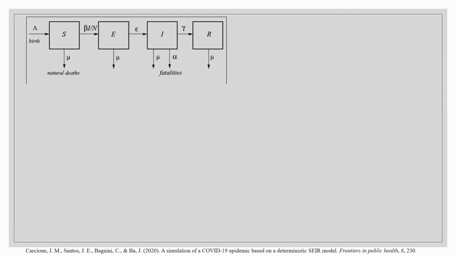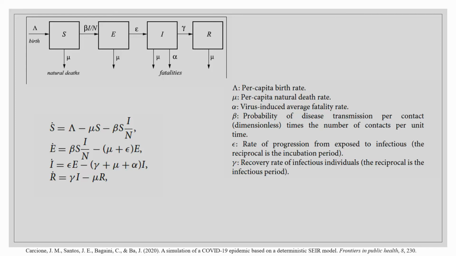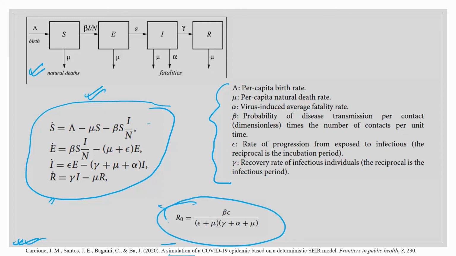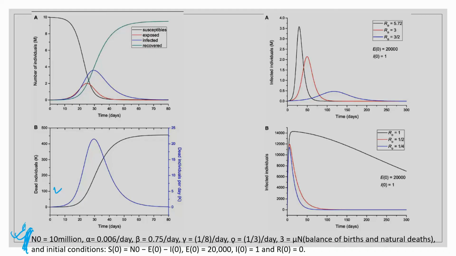I will just show you one model that was given by these authors. You can see that they have taken a simple SEIR model, and this is the schematic diagram of their model. Here I have mentioned the meaning of the parameters in the system they have taken, and for their system the reproduction number comes out to be this. They have taken these parameter values from the data, and when they simulated they got this type of graphs.